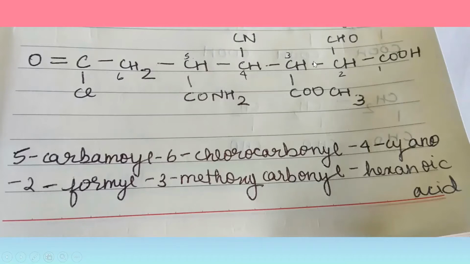Then comes our 3-methoxycarbonyl, nothing but our ester part. So our 3-methoxycarbonyl hexanoic acid. Here the ester group also behaves like a substituent. So we don't write it like ester naming, we don't write like alkyl alkanoate. So we don't name it like that. Here we just directly name it as 3-methoxycarbonyl. That is nothing but 3-alkoxycarbonyl.